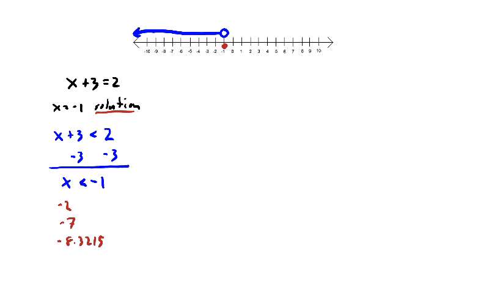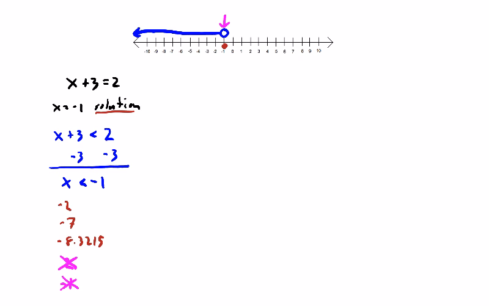-8.3215 would make this true. On the other hand, a number like 2 is not less than -1 and would not make this statement true. Also, the number -1 itself is not less than -1, so it doesn't make it true. And that's why we use the open hole right here. What that indicates is that we're not including -1. We're including everything that is to the left of -1, but we aren't including -1 itself.